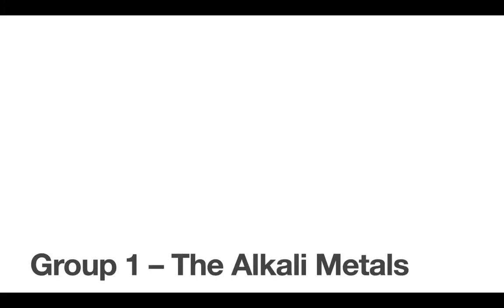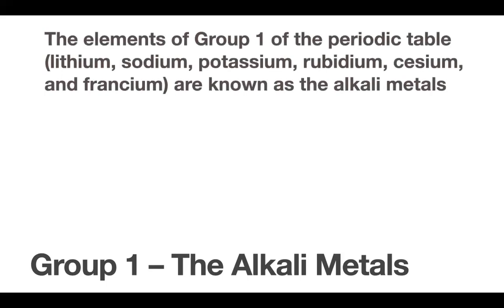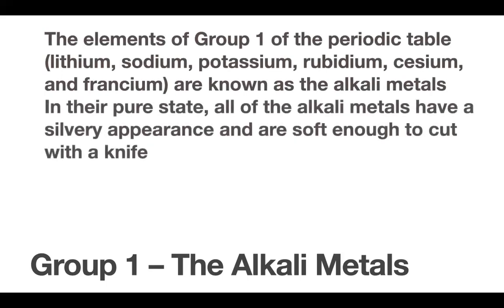There are 4 groups on the periodic table that have specific names, not just group 1, group 2, group 3. Group 1 is called the alkali metals. In their pure state, they have a silvery appearance and they're extremely soft.